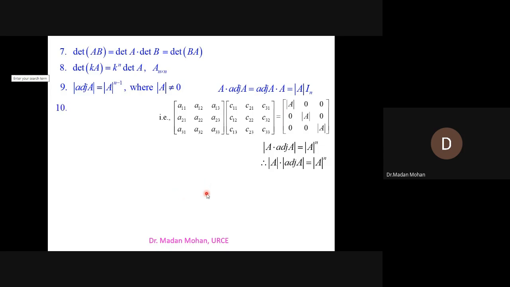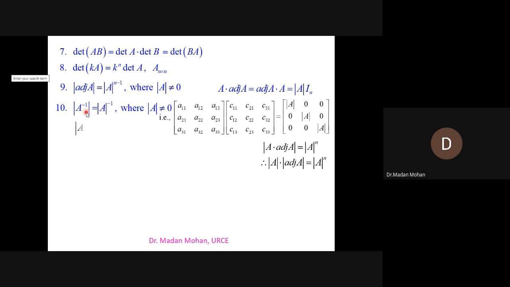Next. Determinant of A inverse. It is det A whole inverse. This you can use only when the determinant is not equal to 0. Determinant of A inverse is det A inverse.